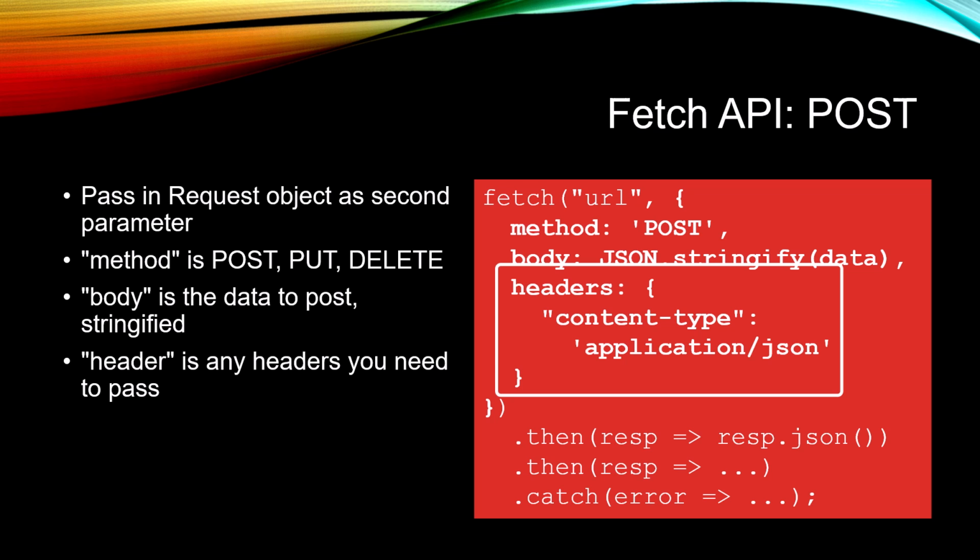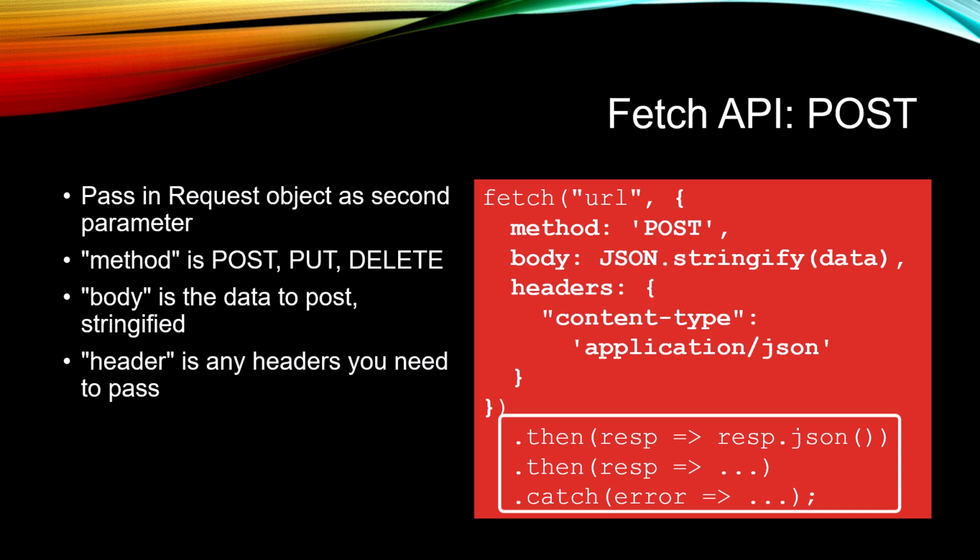If we're going to be passing JSON, set the content type to application/json. If you're passing XML, you'd want application/xml. After that, everything's just the same. We have a then, where we grab the response and we convert it to JSON, and then we do something with that, and if any error occurs, we have a catch.